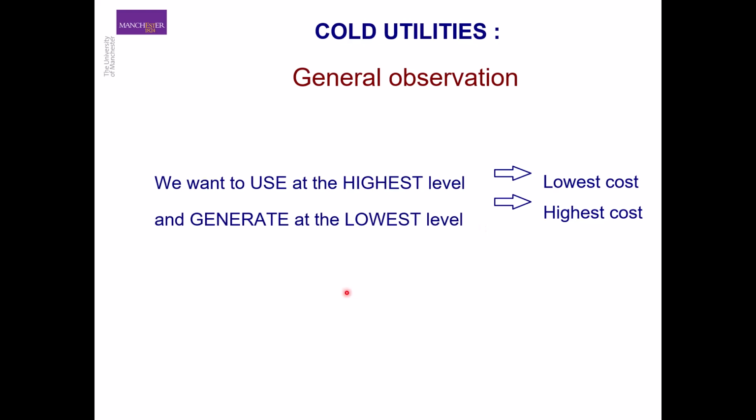So we can make the same general observations for cold utilities as we did for hot utilities. The lower the temperature of the cold utility, the higher the cost of that utility. So if we have to use low temperature refrigeration, it will cost us way more than using a high temperature utility such as cooling water. So what it means is that if we have to choose between refrigeration and cooling water, always choose cooling water because it has a higher temperature compared to refrigeration, so it will be of lower cost.